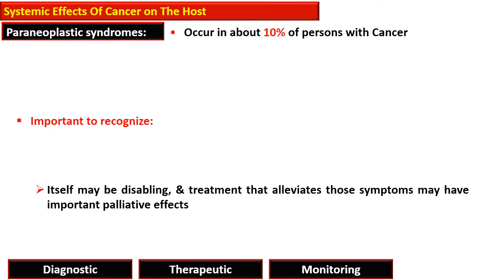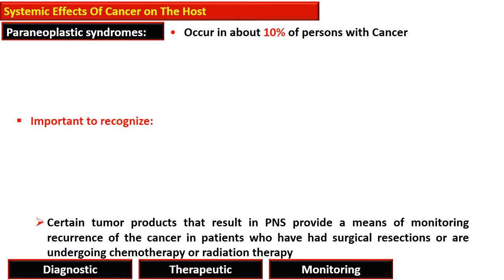This paraneoplastic syndrome itself may be disabling, and treatment that alleviates those symptoms may have an important role in palliative effects. Certain tumor products that result in paraneoplastic syndrome provide a means of monitoring the recurrence of the cancer in patients who have had surgical resection or are undergoing chemotherapy or radiation therapy.